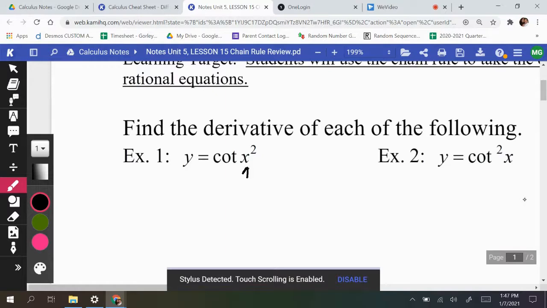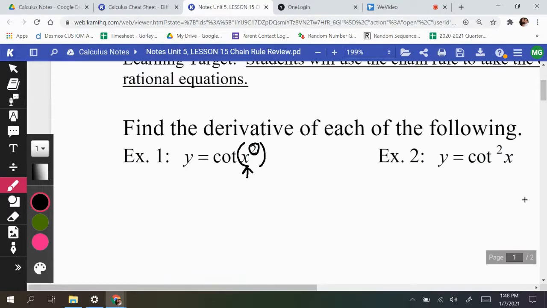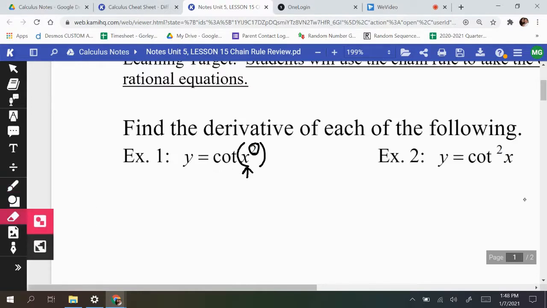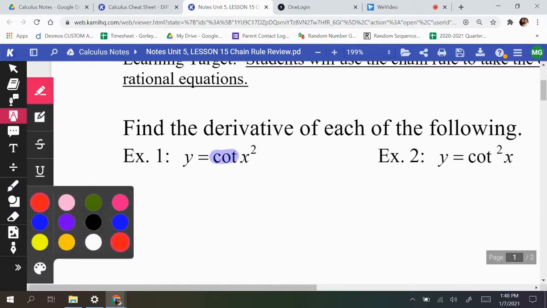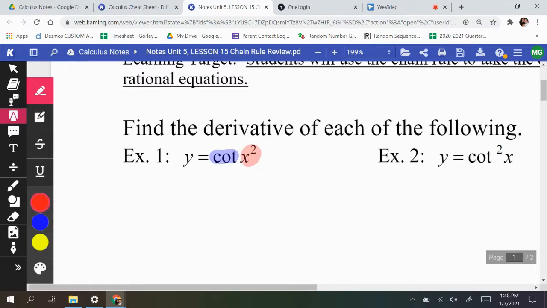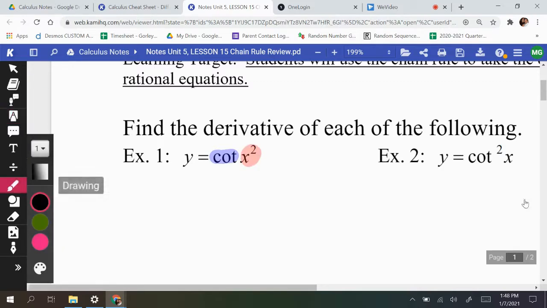If I were to plug in a number for x, what's the first thing you would do? You would square it, okay? And then once we get what that angle measurement is, then I would take cotangent of whatever that angle is. So it's like unwrapping a gift when we do the chain rule. We want to start with our outermost function first. So that's going to be cotangent. And then we're going to have to multiply by the derivative of the innermost function, which in this case would be x squared.